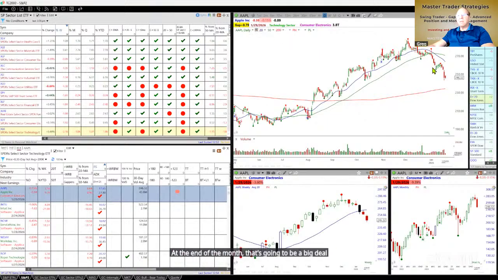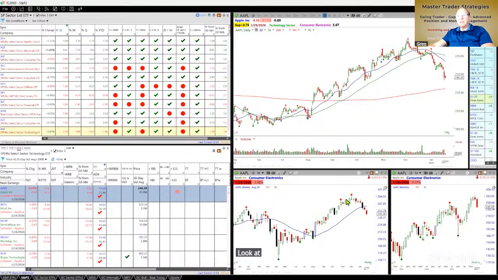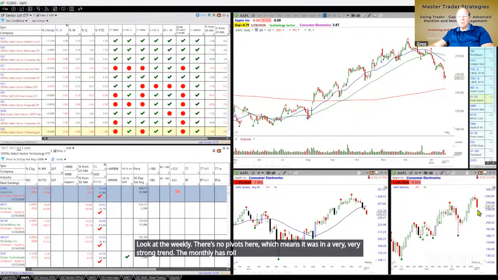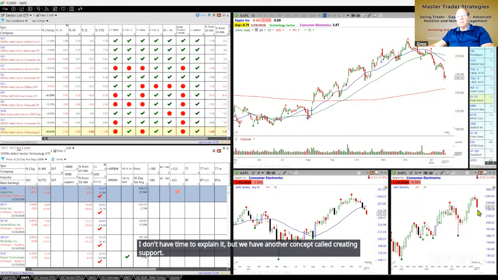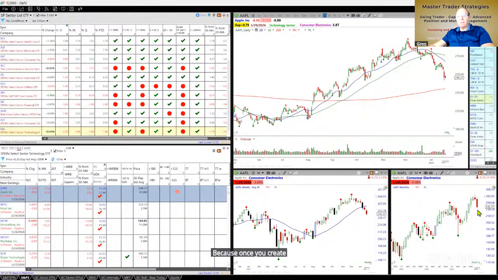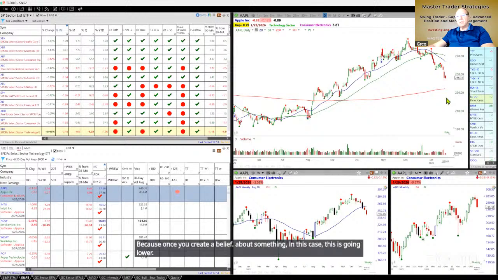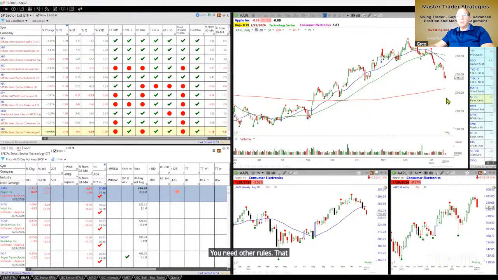But look at that rounding top. Look at the weekly. There's no pivots here, which means it was in a very, very strong trend. The monthly is rolled over. I don't have time to explain it, but we have another concept called creating support. Because once you create a belief about something, in this case, this is going lower, you need other rules that will shift your bias at the appropriate time.